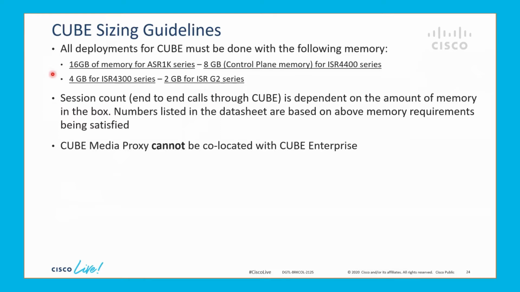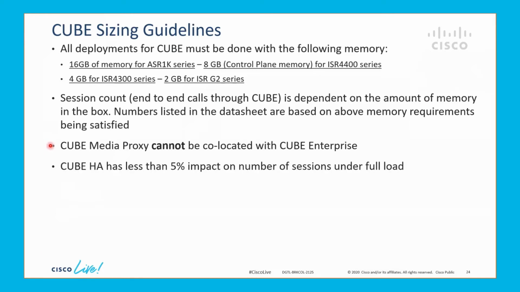Cube Media Proxy cannot be co-located with Cube Enterprise. Cube HA generally has no impact, but under a full load, when a box is being bombarded with the maximum number of calls that it can handle based on the numbers we have published, we recommend taking out 5% overhead. So we recommend at that point to buffer about 5% when you're doing Cube HA.